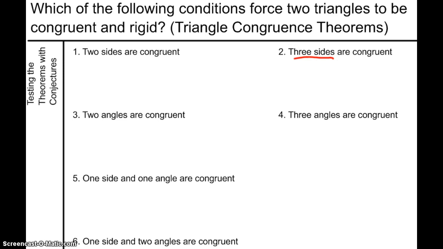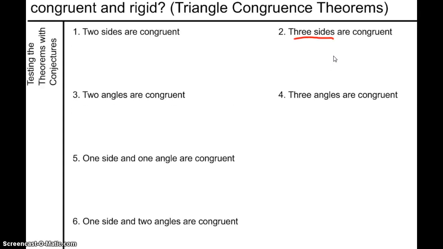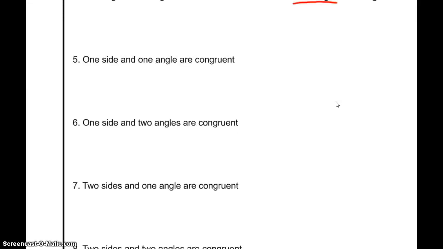Does that make the triangles rigid? What if I've got triangles where 3 angles are congruent, but the sides don't matter? Does that make the triangles congruent and rigid? What about 1 side and 2 angles? Does that make the triangles rigid and congruent?